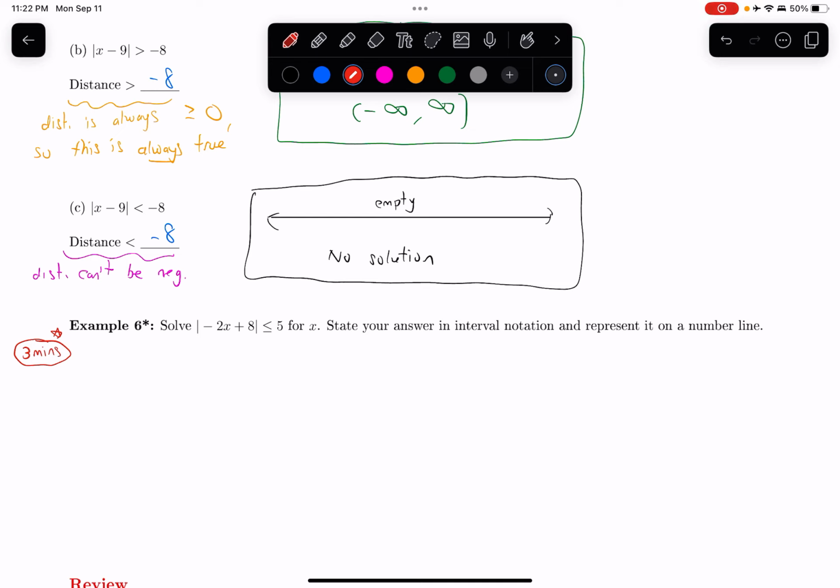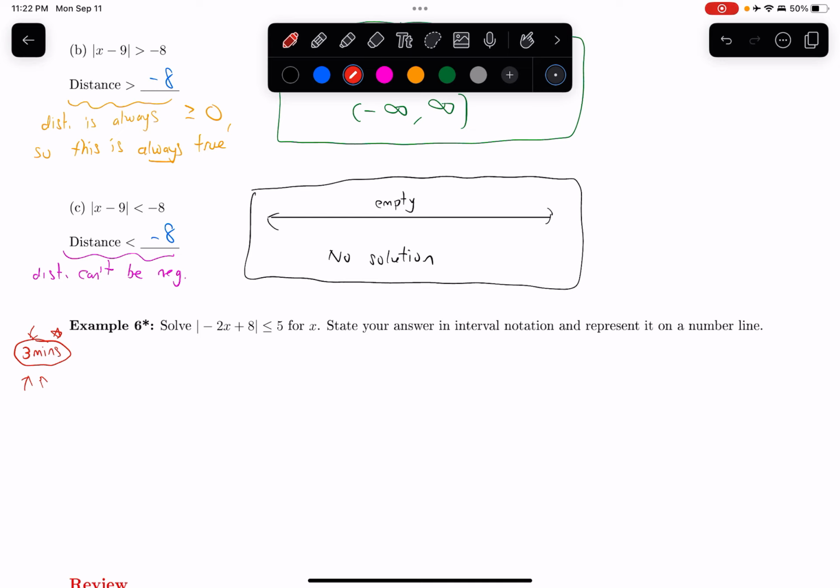So pause the video in 4, 3, 2, 1, pause it, and try this problem for about 3 minutes. That may not be enough time to finish the question, but that's okay. I mostly care about you getting started with the problem, thinking about what the key ideas are, and seeing if you can then make progress with it.